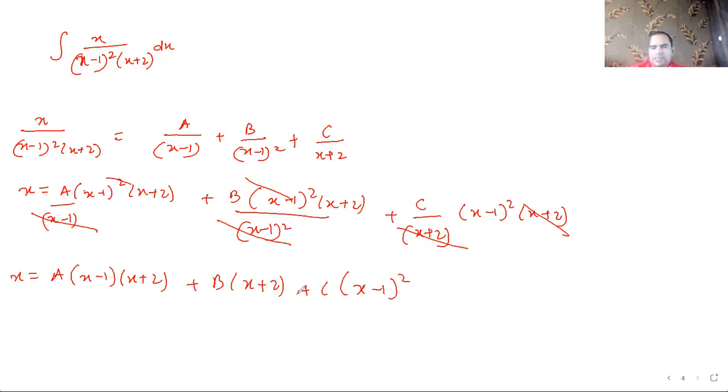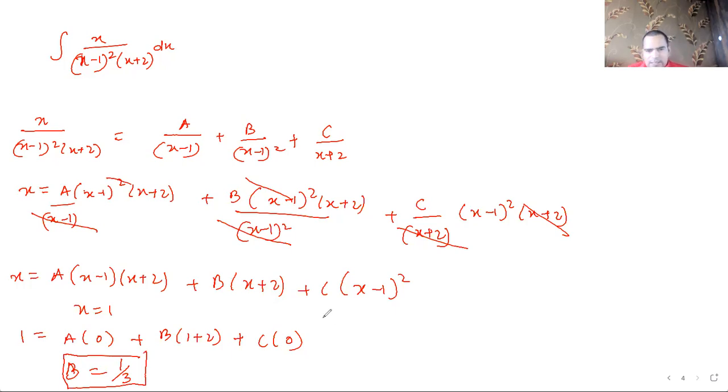Now at this stage, once again, you can try to make one of the brackets 0. If I take x as 1 on both sides, you get 1 equals a times 0 plus b times 1 plus 2 plus c times 0. And as a result, b is nothing but 1/3.